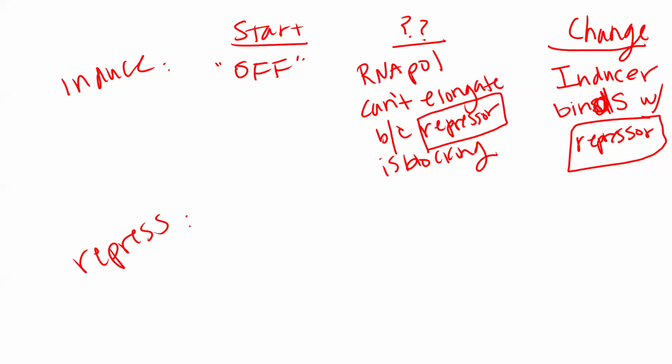And that's going to change its shape, and it's going to go away. And now we can start making those genes. So it leaves. When it leaves, now RNA polymerase can do its thing, right? Because we don't have a repressor there anymore.